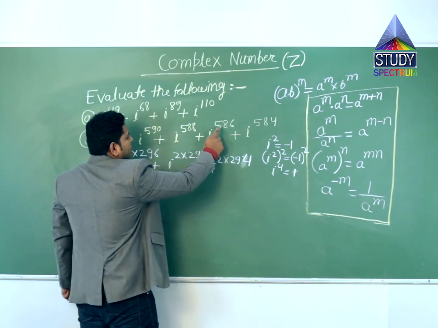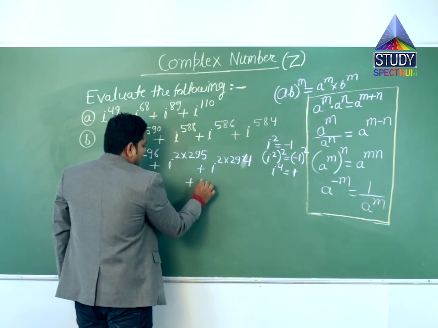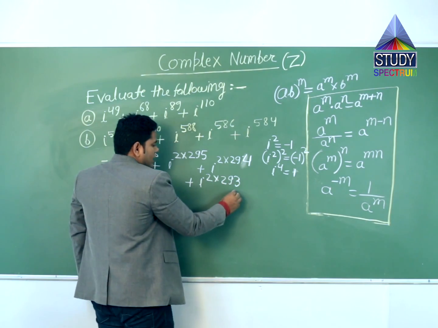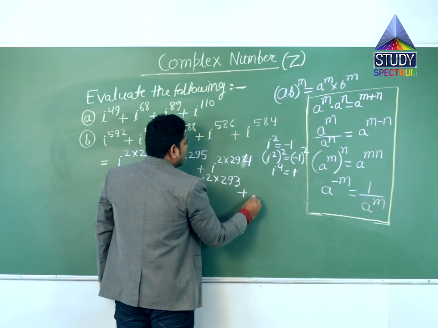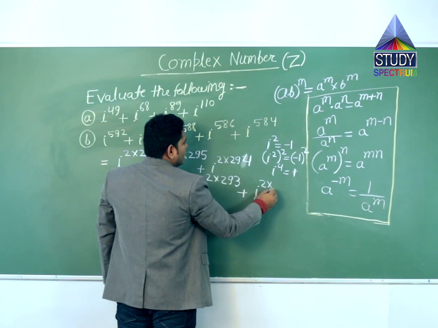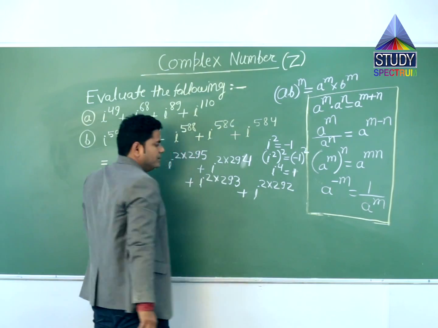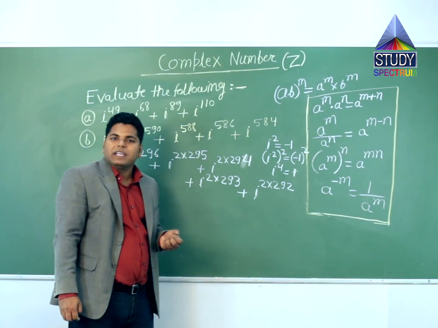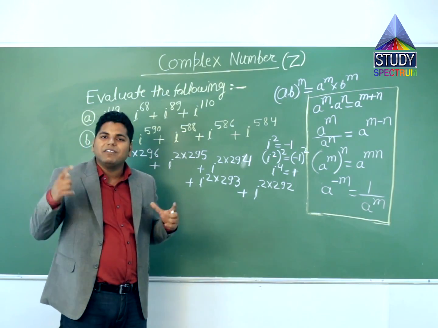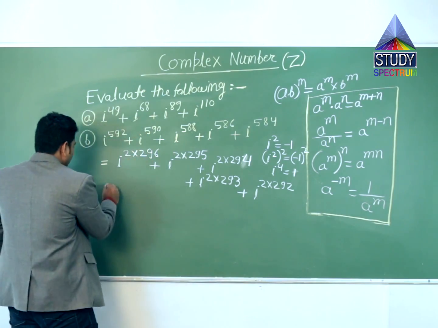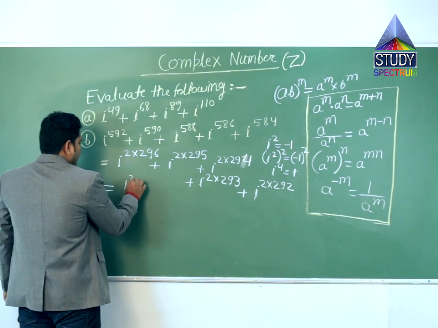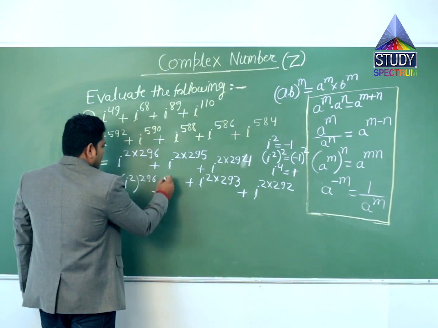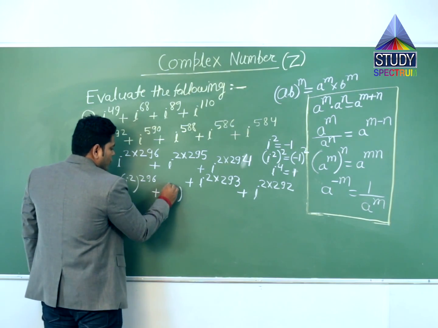In the same way, i to the power 586 can be written as i to the power 2 into 293, plus i to the power 584 can be written as i to the power 2 into 292. Okay, so here every term is in the form of a to the power mn, so we'll write a to the power m whole power n. So you can write i square to the power 296 plus, here we'll write i square to the power 295.